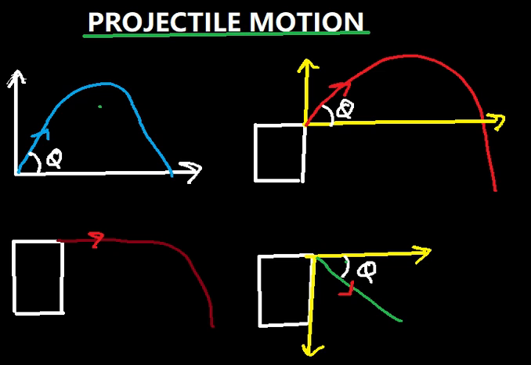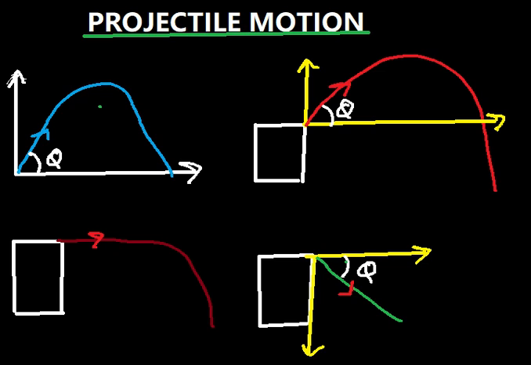In real life situations, we have different cases where projectile motion is applied. Try to think about some of the applications of projectile motion in real life situations, and give me your responses in the comment section below. But just understand that projectile motion is the movement of an object in two dimensions, along the x-axis as well as the y-axis.